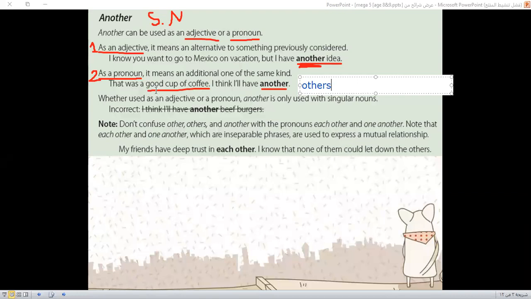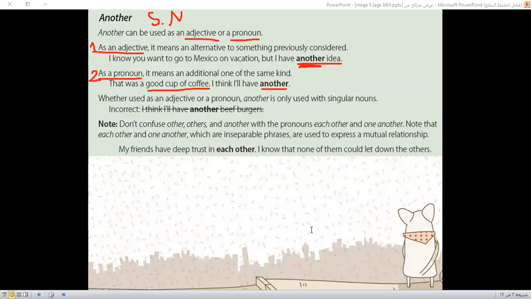Here, Yaqeen, I'm referring to one cup of coffee. So I want to say that I want to have another cup of coffee. I can say, I think I will have another. Why? Because I'm referring to something that is singular. And what is the word that I use with singular nouns only? I use another. But others, no. I use it to refer to things that are plural. Clear? Okay, thank you.